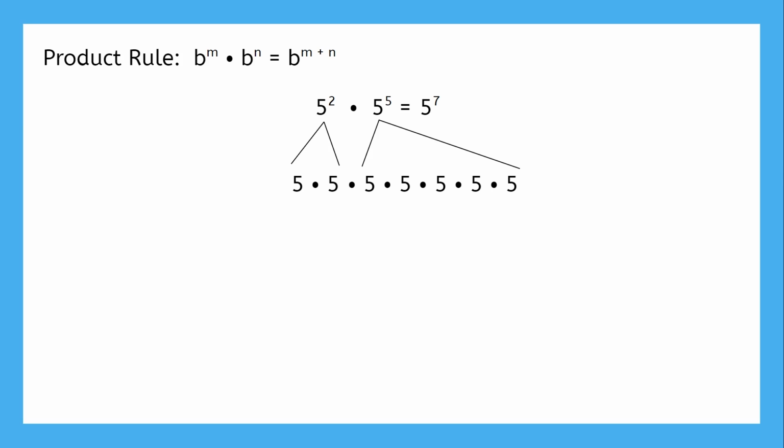Now, this would not work the same way if these 2 powers didn't have the same base. If this were the case, 2 squared is 2 times 2, and 5 to the 5th power is 5 5's being multiplied. We can't combine these together. In fact, it can't be simplified at all, so it's just 2 2's times 5 5's.